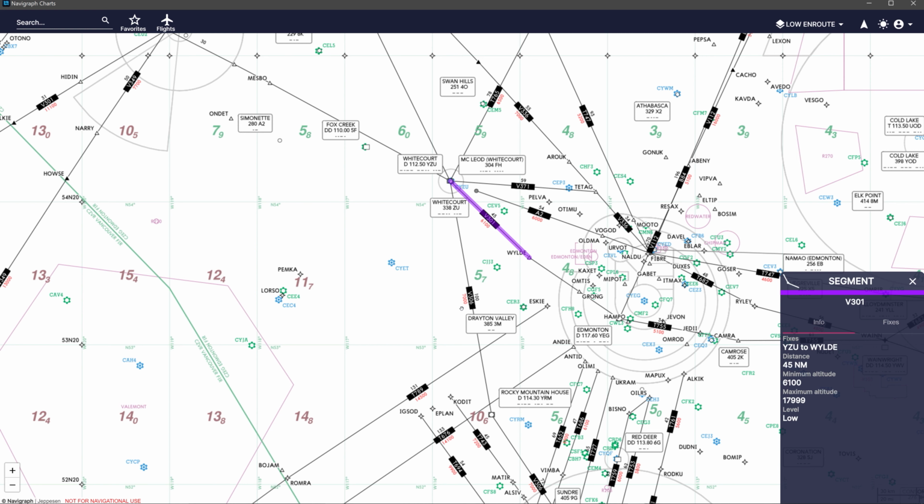So how do we determine if we are in a mountainous area or not? It's simple. All MORA altitudes which are 6,000 feet or lower have an obstacle clearance of at least 1,000 feet. And if the MORA altitudes are 7,000 feet or greater, like they are in these mountainous regions of Western Canada, then the obstacle clearance is 2,000 feet.